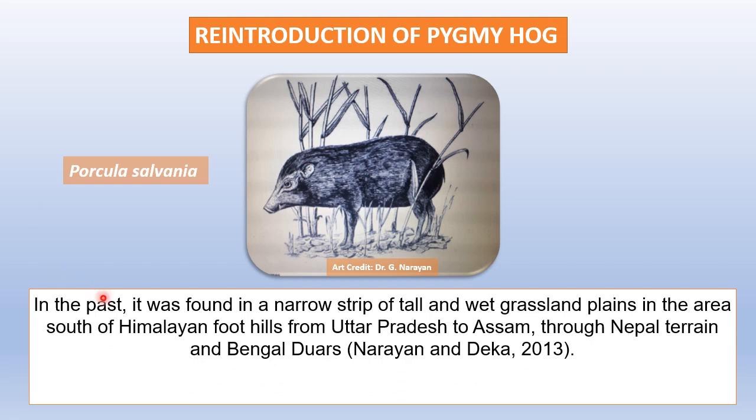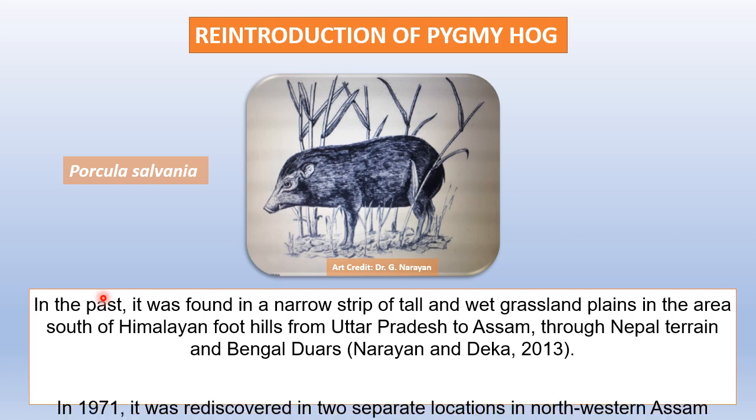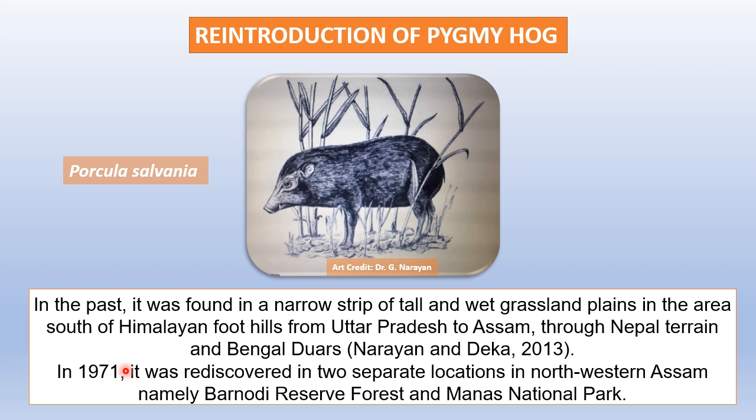Historically, it was known to be found in a narrow strip of tall and wet grassland plains in the area south of Himalayan foothills from Uttar Pradesh to Assam, through Nepal Terai and Bengal Duars. After at least 2 decades, no report of sighting was found, and in 1971, it was rediscovered in 2 separate locations in northwestern Assam, namely Bornadi Reserve Forest and Manas National Park.